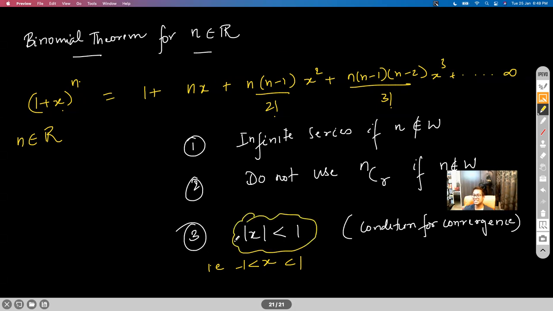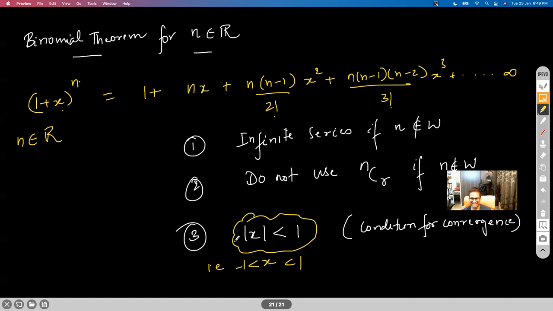Now, don't ask me why this condition came. It is going to be taught to you in your second semester of your undergrad when you are going to learn the series chapter there. There are various tests for convergence. There's a limit test. There is a ratio test. There's a Raabe's test. There's a D'Alembert test. There are so many tests. There's a P test. There's an integral test. All those tests you're going to study in your undergrad, not right now.